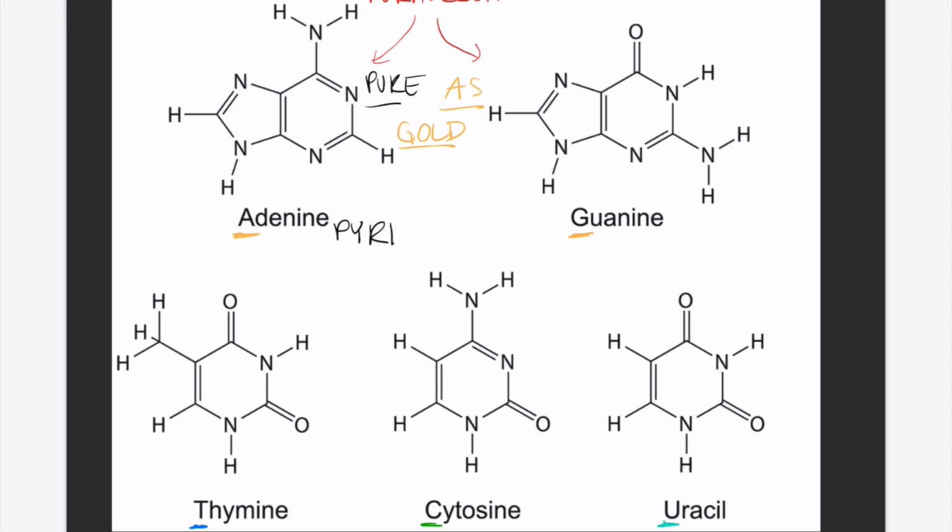Next, the pyrimidines. This includes cytosine, uracil, and thymine. You can remember this using the mnemonic "cut the pie." Each letter in cut stands for the three base pairs.